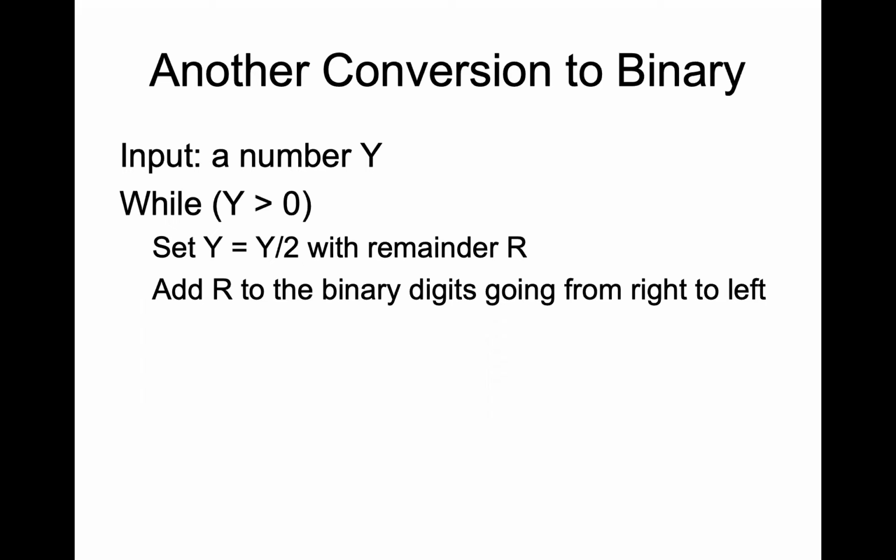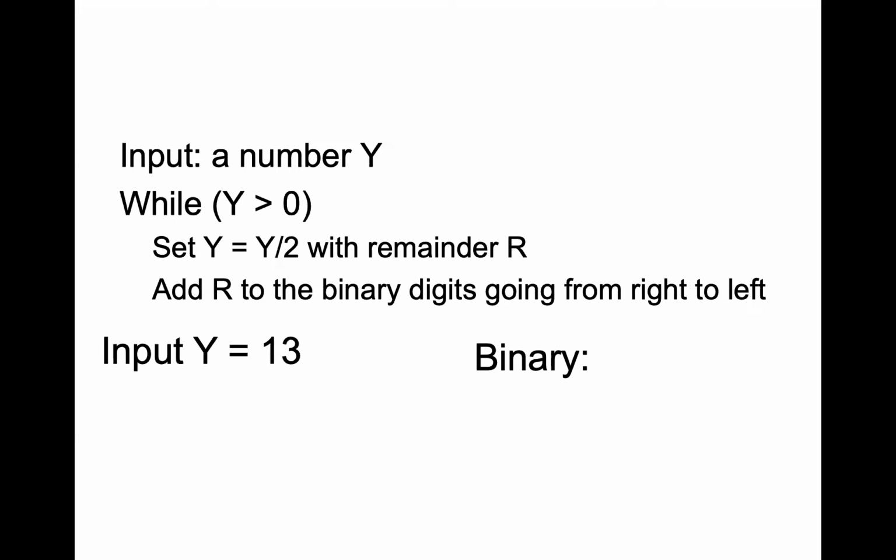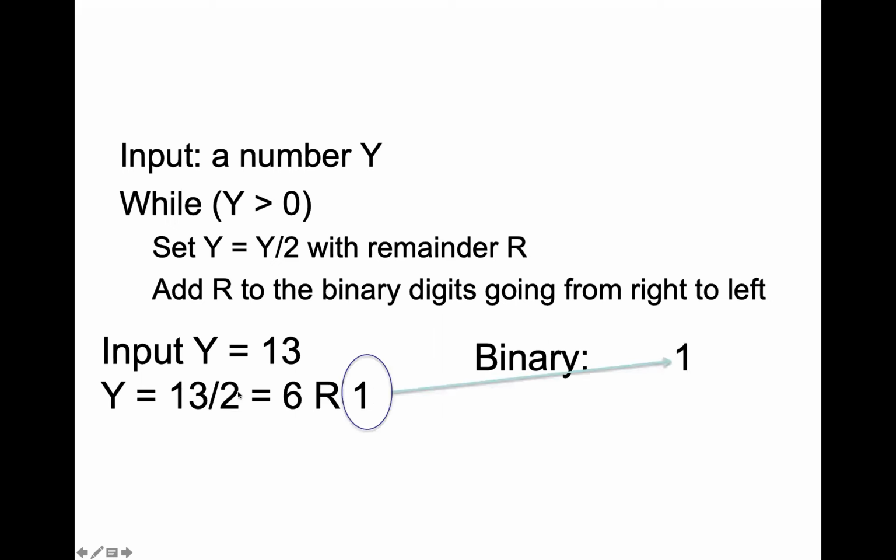If you remember, in the last segment we worked with the number 13, so let's do that again. So y is 13. How do we do the algorithm? While y is greater than 0, it is, so we execute the loop body. We set y to y divided by 2, and we remember the remainder. So 13 divided by 2 is 6, remainder 1. So the binary number that we have so far, and remember we're going to work from right to left this time, is just 1. In the next loop iteration, we're going to add a binary digit to the left of it, and so on until we're finished.